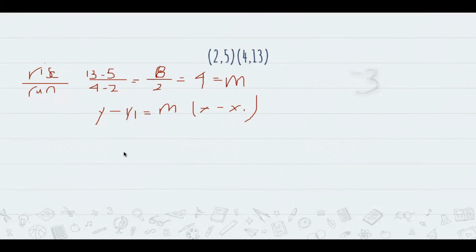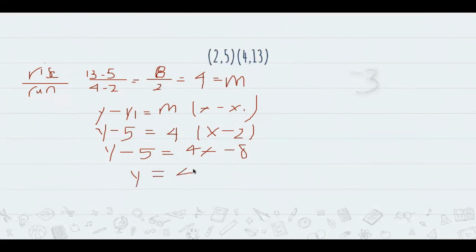So our y1 was 5. So y minus 5 equals m. Our m was 4, so let's just plug that in. Our x1 was 2, so we'll just subtract 2. And then we'll just solve it as it is. We'll distribute the 4 first. So y minus 5. 4 times x is 4x. 4 times negative 2 is negative 8. Now you bring over the negative 5 by adding 5. So y equals 4x. Negative 8 plus 5 is negative 3.